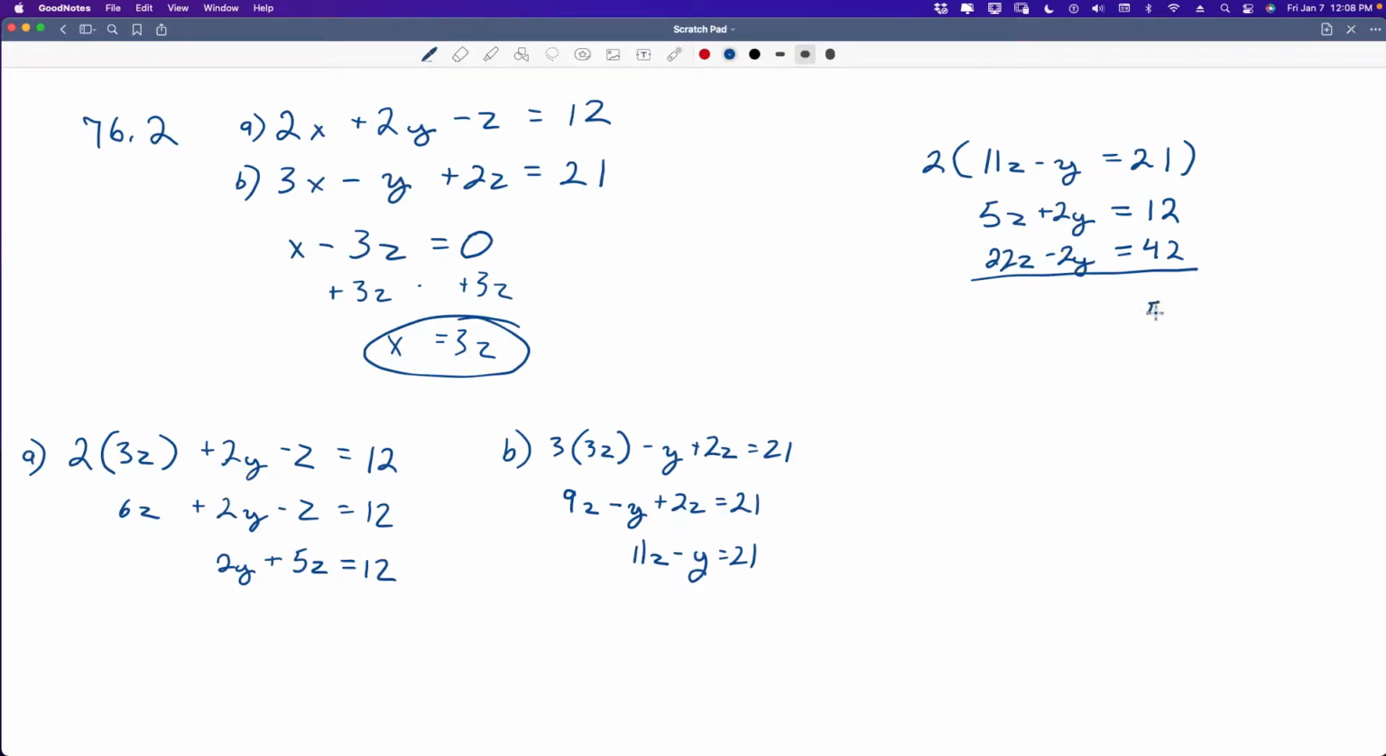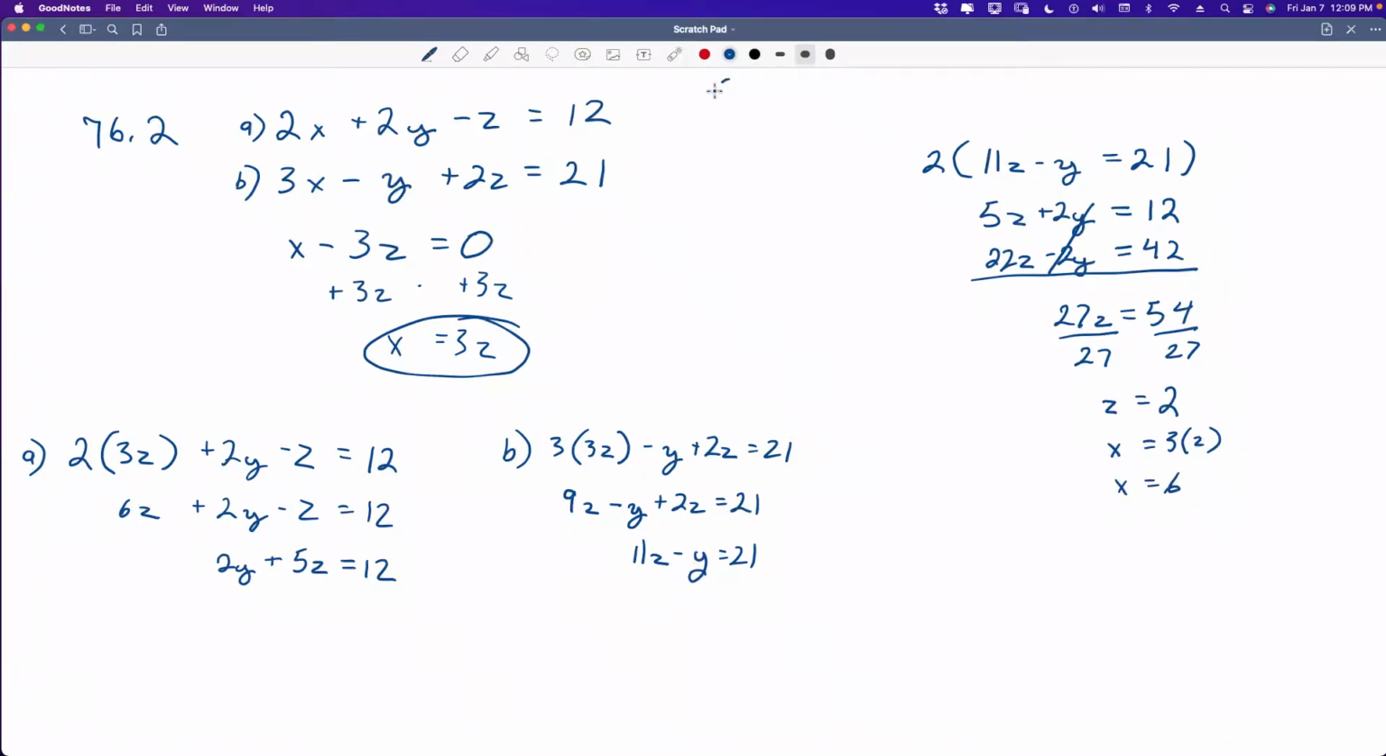So this is going to be 54. These are going to go away. And this is going to be 27z. If I divide both sides by 27, I get that z is equal to 2. So there's my first value. But x is equal to 3z. So since I already know what z is, 3 times 2, x is equal to 6.